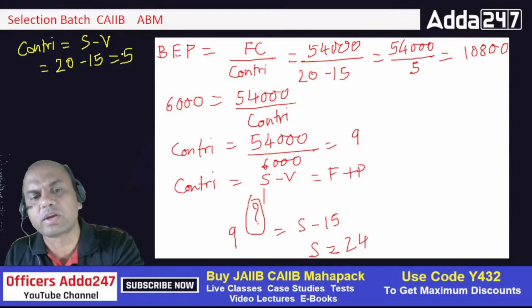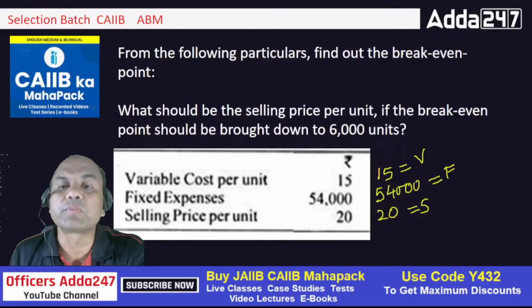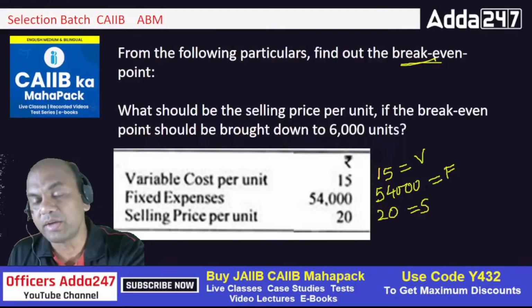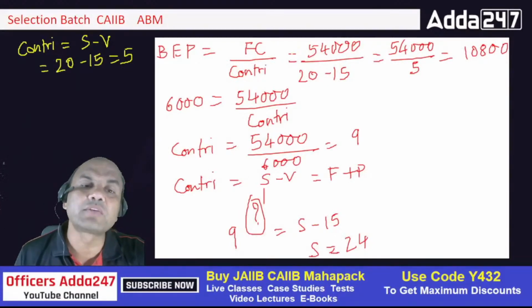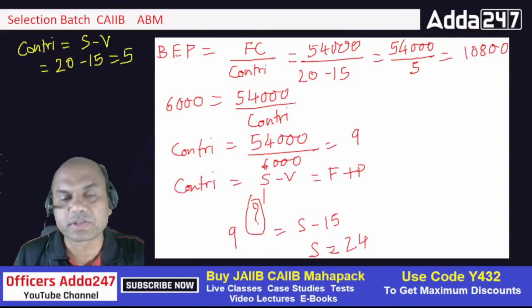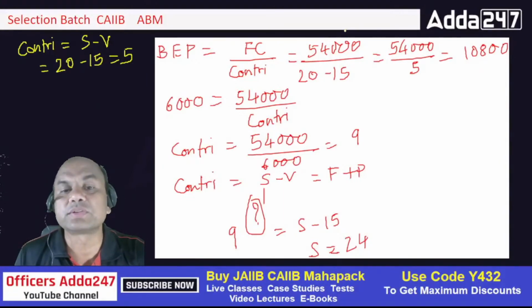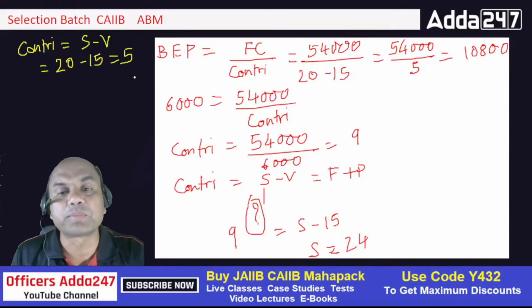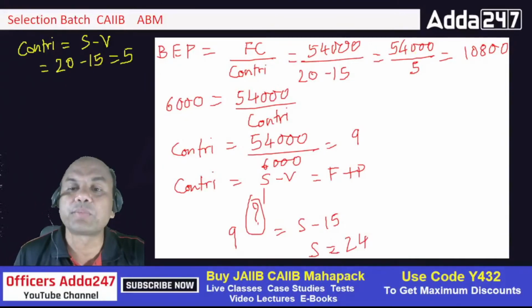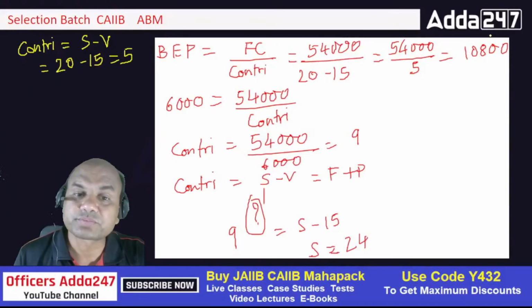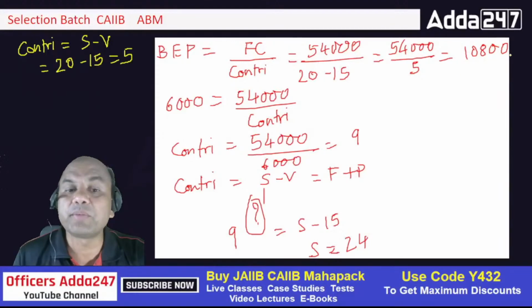What is the next thing required? From the following points, find the break-even point. I want a BEP now. BEP equals fixed cost upon contribution. What is my fixed cost? Just now I saw it, 54,000. Contribution just now I got it, 5 rupees. So 54,000 upon 5 rupees equals 10,800. So this is my break-even point.